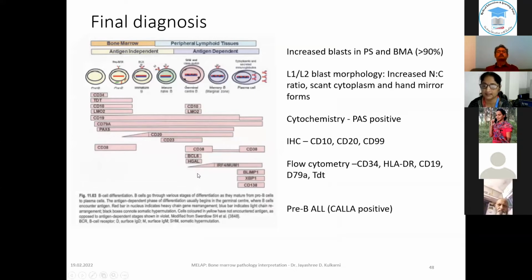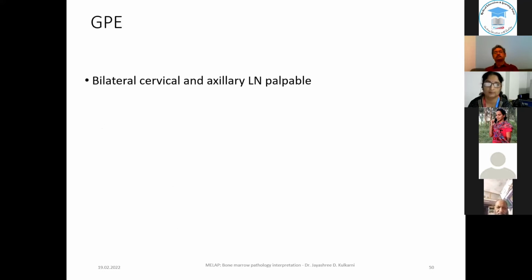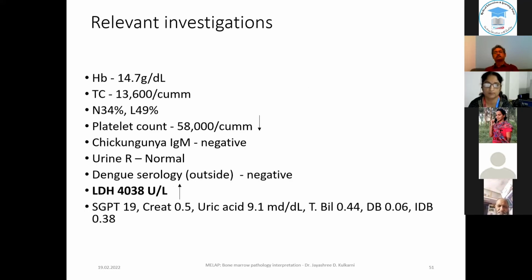This is a pre-B-ALL, Kala positive. Coming to case number 2, a 3-year-old male. Now, age is important. Fever for 3 to 4 days, irritable, arthralgia. Typically, with children coming with arthralgia and fever, you have to be very careful. Do not get confused and neglect it thinking it is viral, because picking up abnormal cells on the peripheral smear is very important.